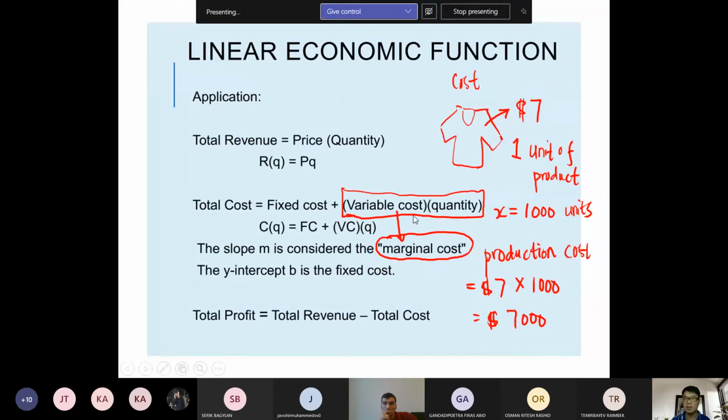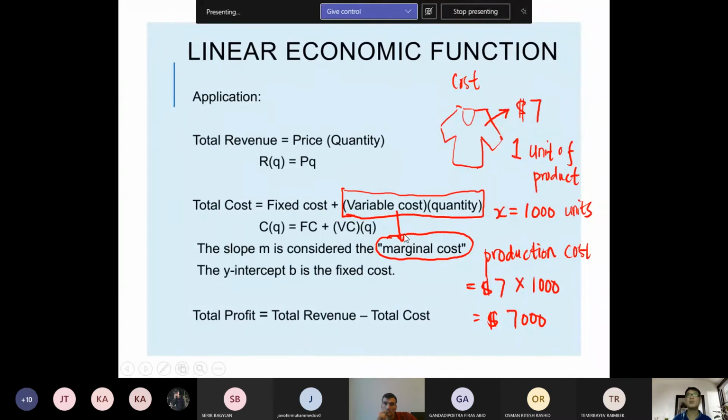Are you okay with the concept at the moment? So marginal cost is the cost per unit of product. When we multiply it by the quantity, this will be the production cost.